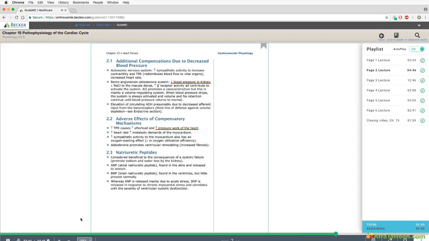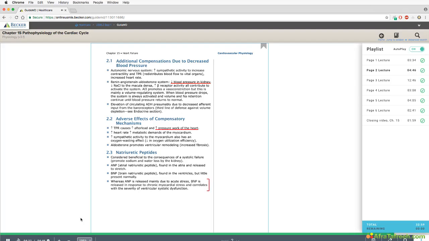Now, brain natriuretic peptide was discovered in the porcine brain, but it is also found in the ventricular muscle. Under normal conditions, very little is present, but if you have a stress to that myocardium, BNP increases and it's released into the circulation. Now, the main point here is that ANP is released mainly due to acute stress, but BNP, brain natriuretic peptide, is released in response to chronic myocardial stress.